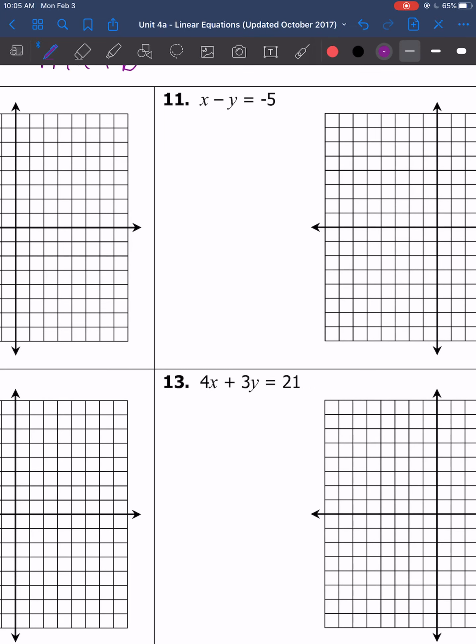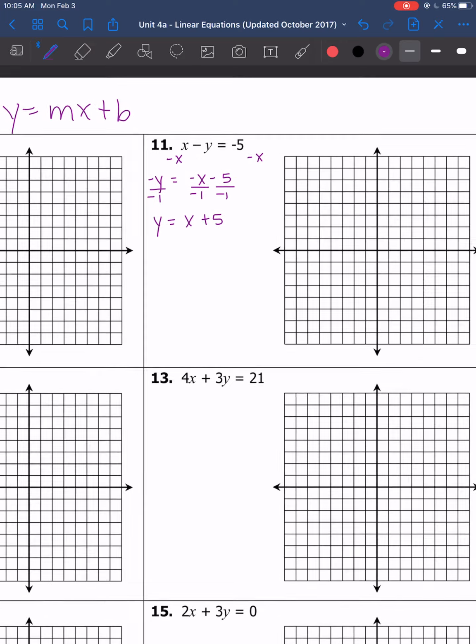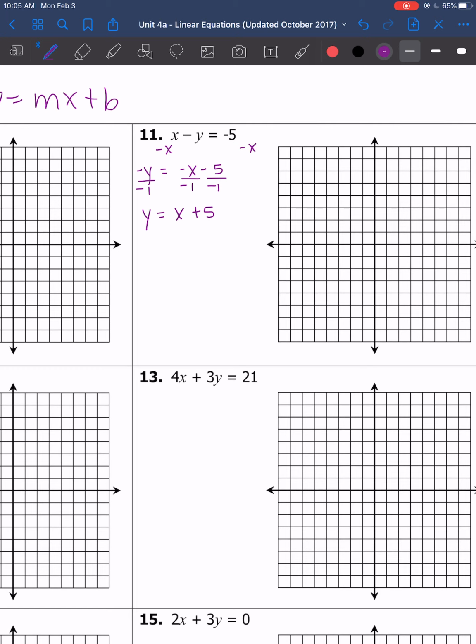So let's subtract x from both sides. So I have negative y equals negative x minus 5. And then I'm going to divide by negative 1 on both sides. So y equals x plus 5. So now I can do this, because there's my b, and 1 is my slope, or my m. So I can go up 5.